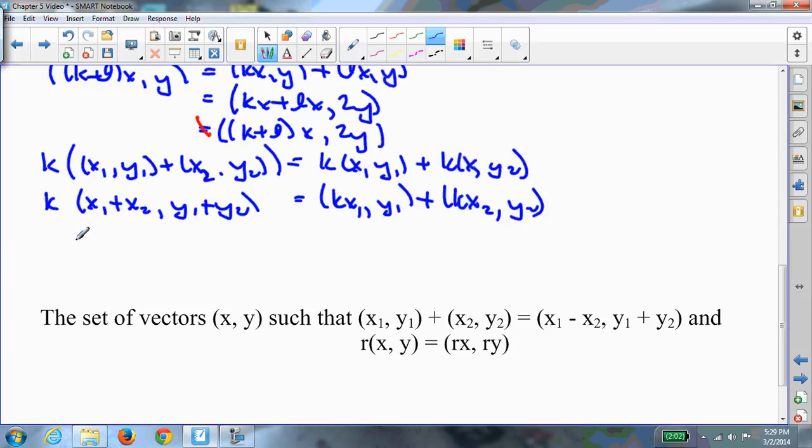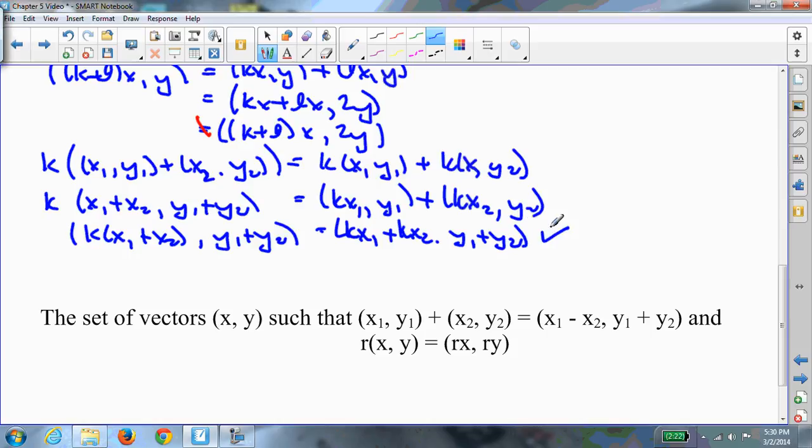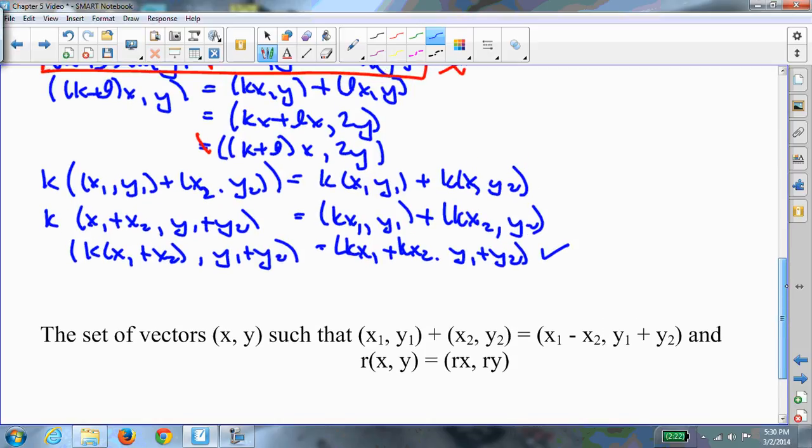And then continuing, the left side would equal k(x1 plus x2) comma y1 plus y2. The right side would equal kx1 plus kx2 comma y1 plus y2. So that distributive property actually holds, and it's the one I just did before this that doesn't hold. So this is not a vector space.